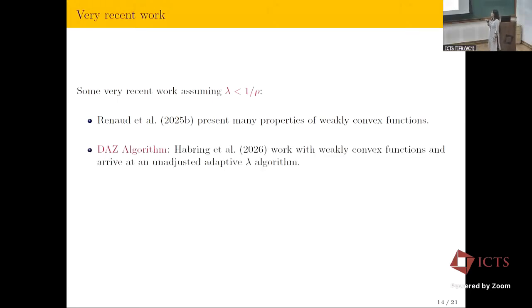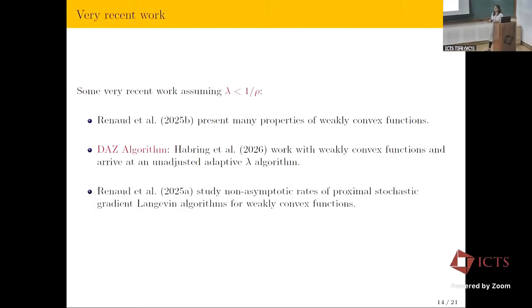Then this is a paper from January of this year. This is called the DAS algorithm, the diffusion at absolute zero algorithm, which again works with weakly convex functions. And this seems to be the first algorithm that actually gets non-asymptotic rates of convergence. But they're doing something different. They're using an unadjusted algorithm, and they're adapting lambda, as in they're letting lambda go to 0 as well, in a very particular looping structure. So that's all I'm going to say, but just to let you know that this is, again, fresh, hot off the press of arXiv.